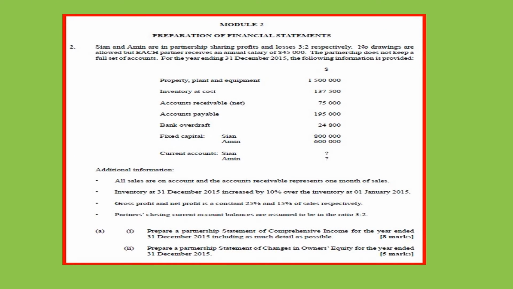First, we read what is required. Part A. Prepare a partnership statement of comprehensive income for the year ended 31st December 2015, including as much detail as possible. Second, prepare a partnership statement of changes in owner's equity for the year ended 31st December 2015.